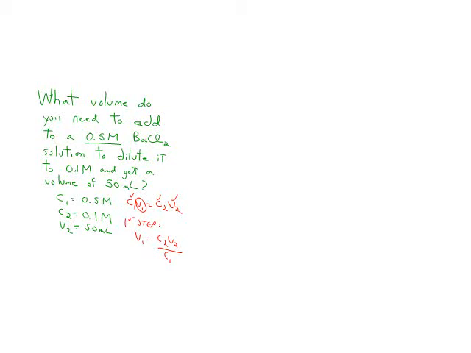Second step would be to fill in the units. So as we're going to do this, we have therefore V1 equals C2, which was 0.1 molar. And you know you've done this right when your second concentration should always be lower than the first one. Otherwise you've got it set up the wrong way. V2, 50 milliliters, over C1, which would have been the initial concentration.